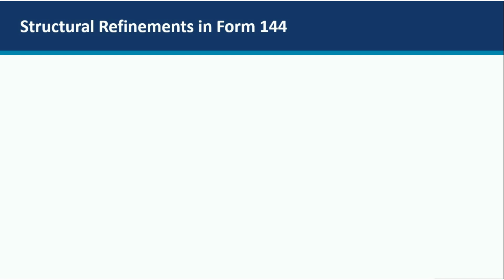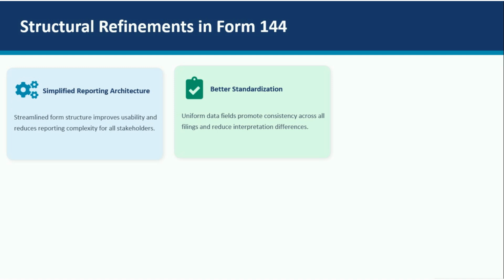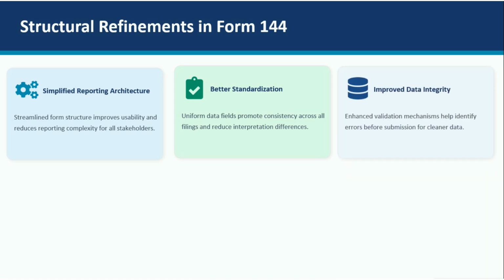Form 144 introduces several structural refinements aimed at making TDS reporting more efficient, accurate, and compliance-oriented. First, the reporting architecture has been simplified, creating a more intuitive form structure that reduces complexity and improves usability for taxpayers and practitioners. Second, better standardization has been achieved through uniform data fields, ensuring greater consistency across filings and minimizing interpretation differences. Third, improved data integrity is supported by enhanced validation mechanisms that help identify potential errors before submission, resulting in cleaner and more reliable reporting.